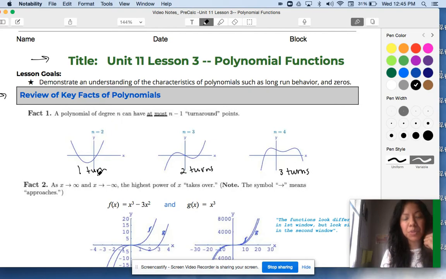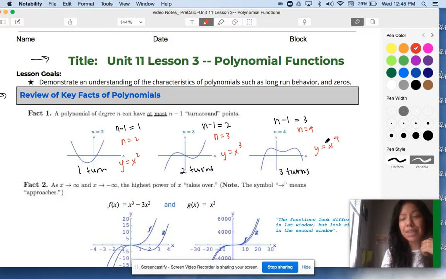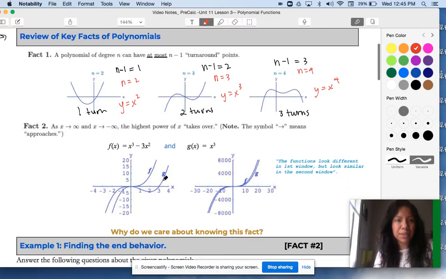To figure out the polynomial degree, we can use this expression: n minus 1 will equal 1. That 1 is representing the first turn, n minus 1 equals 2 represents 2 turns, and n minus 1 equals 3 represents 3 turns. Then you can solve for n here, and n will equal 2, n will equal 3, and n will equal 4. All that means is that that is the potential power for this polynomial. So for example, y would equal x squared here, y would equal x to the third here, and y would equal x to the fourth. Potentially that could be the highest power. Cool, so that's a review of fact number 1.